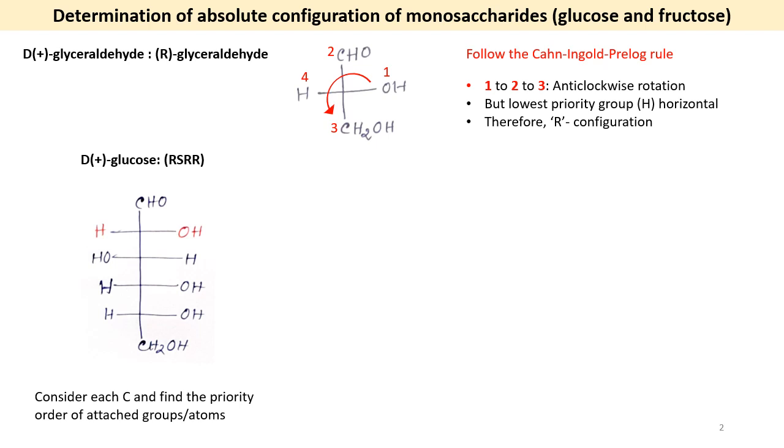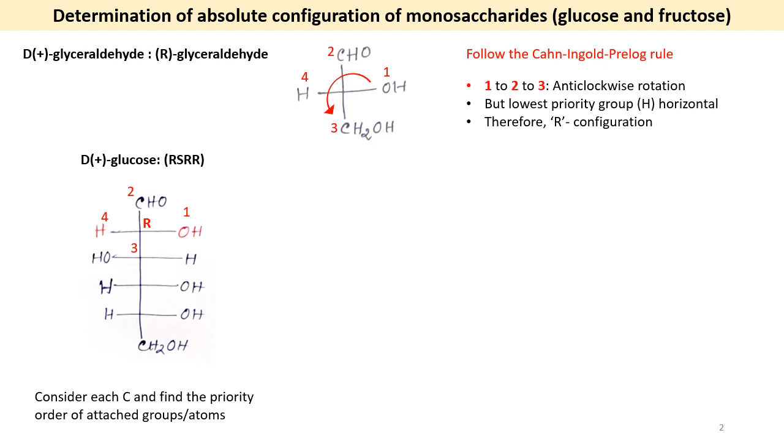So let's look at the carbon 2. What are the substituents and their priority order? It is like this: OH is 1, CHO is 2, the remaining part of the carbohydrate will be 3, and hydrogen will be 4. So 1, 2, 3. Which direction? It is anti-clockwise, but the lowest priority group is placed horizontally, so it will be R, just like the glyceraldehyde, right?